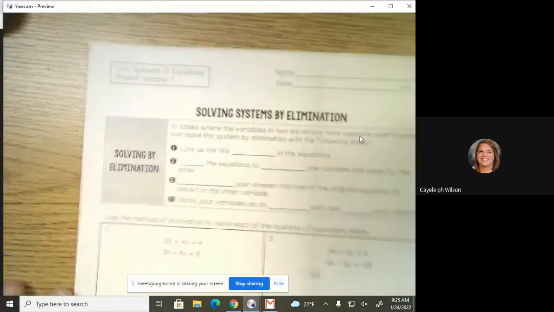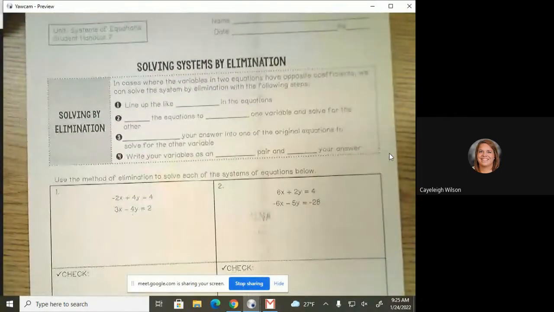Elimination is the third way that we're going to solve systems. So the first way was we graphed them, we looked for where they crossed, etc. Substitution was called substitution because you subbed one equation into the other. This third way, our final way, is called elimination.